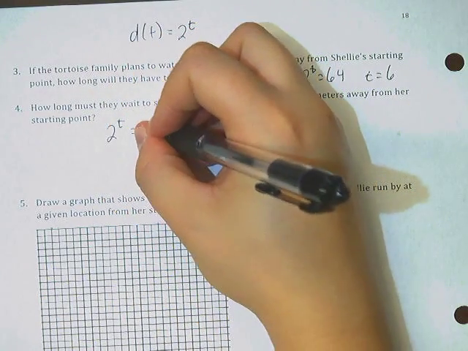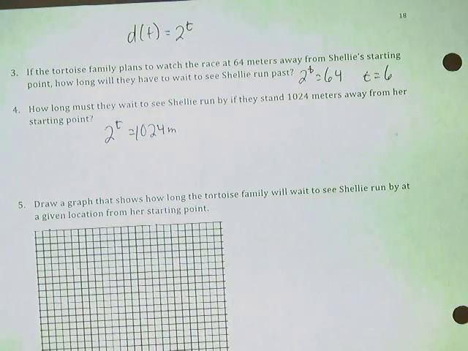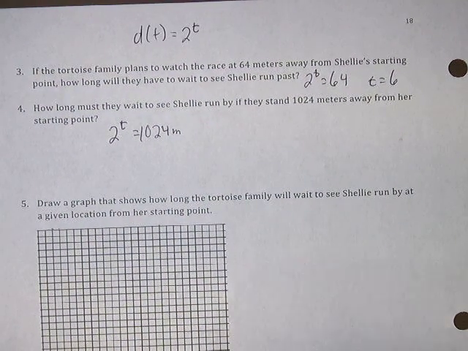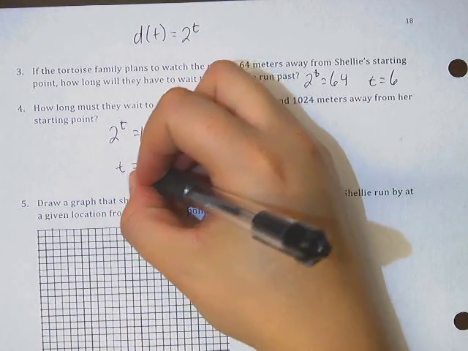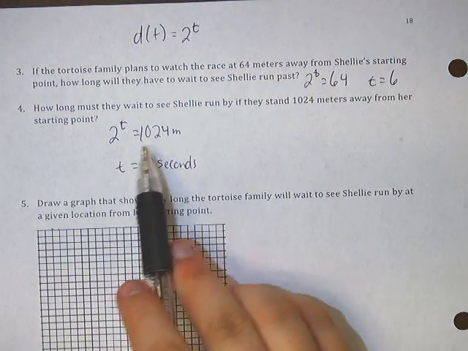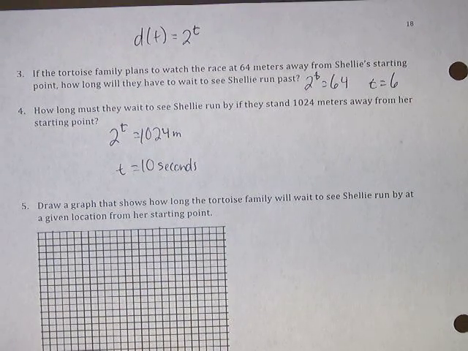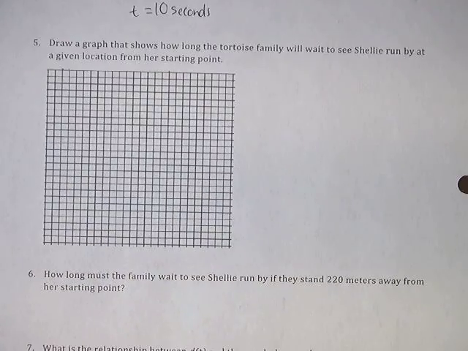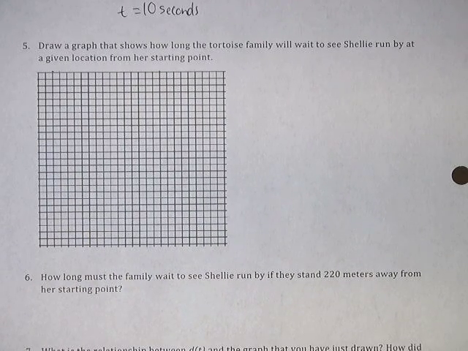How long must they wait to see Shelley run by if they stand 1,024 meters away from her starting position? Or in function notation, it's 2 to the t power equals 1,024 meters. We figured this out on the previous page. We know that at 10 seconds, she will have gone 1,024 meters. So there's using some math that we did before.